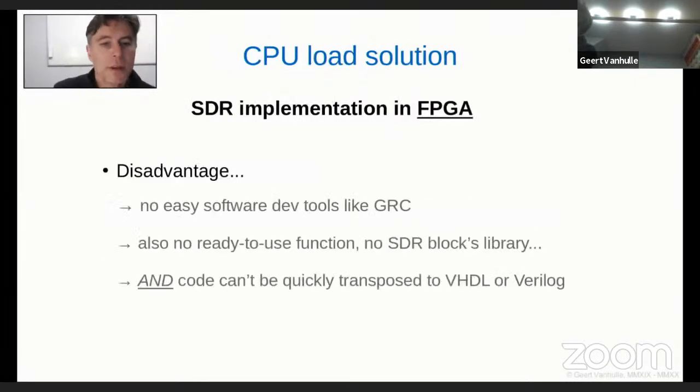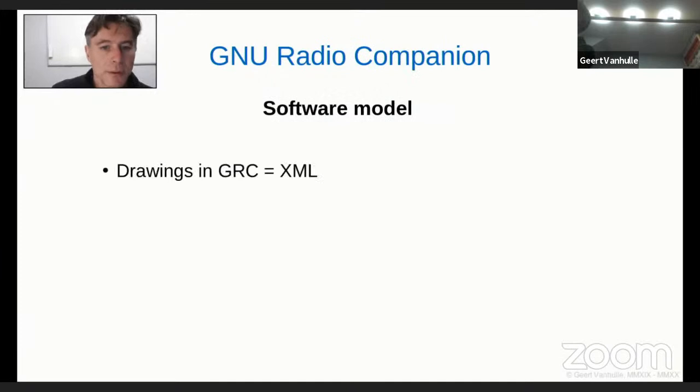Let me first explain something more about how GRC works, how the software model works behind it. Then we can go to the solutions. So the software model in GRC works like this. The GNU Radio Companion, if you draw, you put the blocks and you connect the blocks, is creating an XML file. And this XML file contains all the parameters of the blocks that you have been using and the connections and the settings like the sample rate and so on.